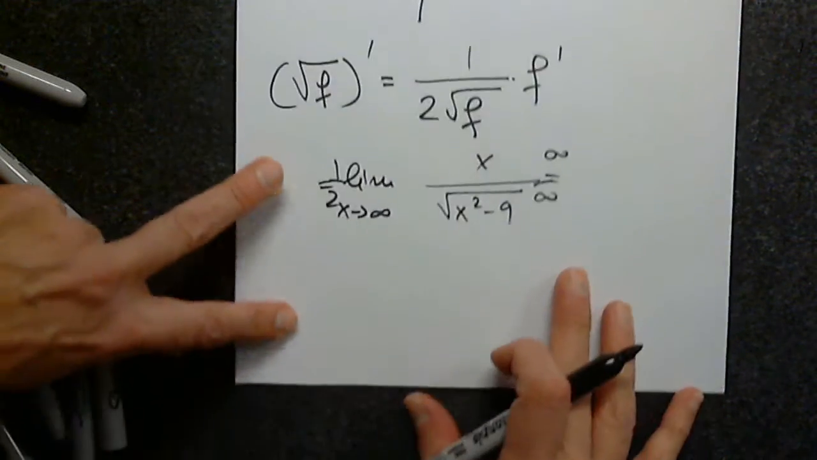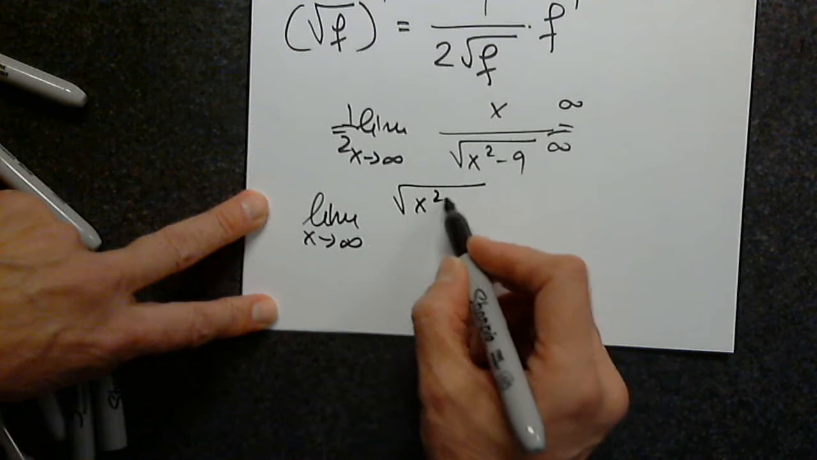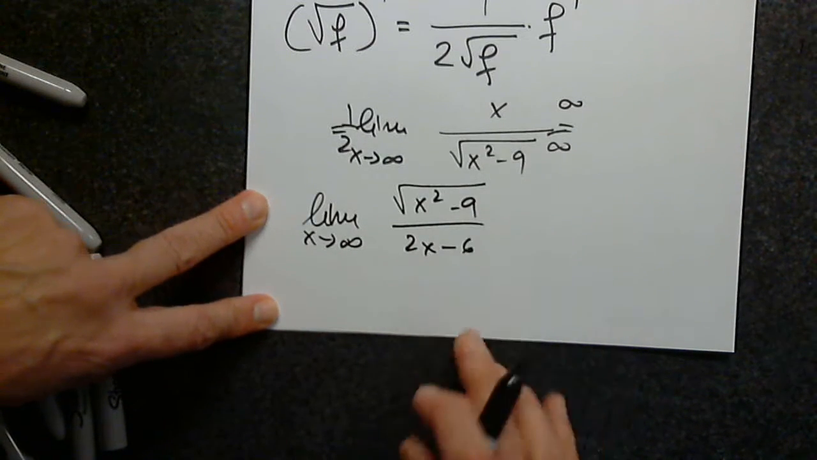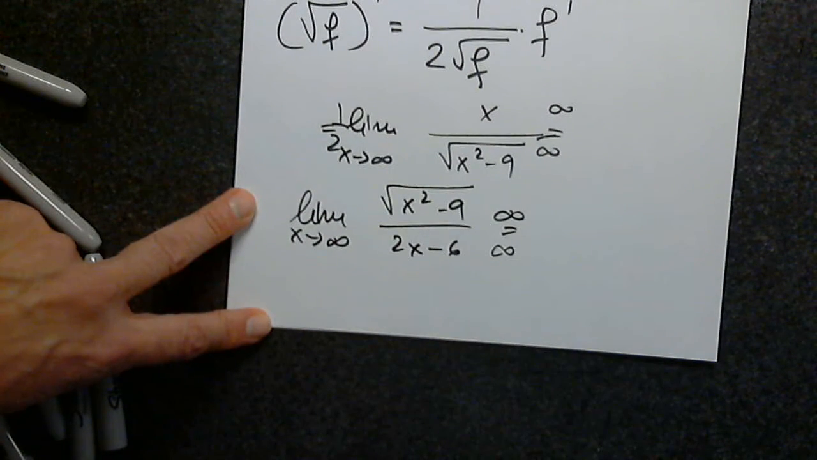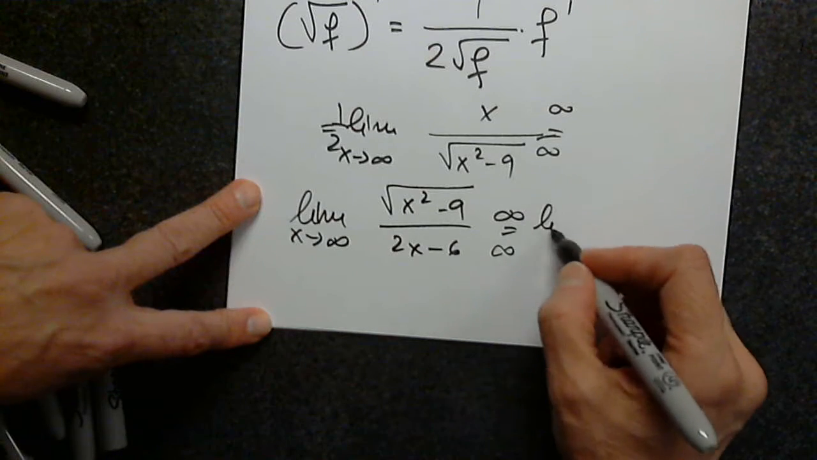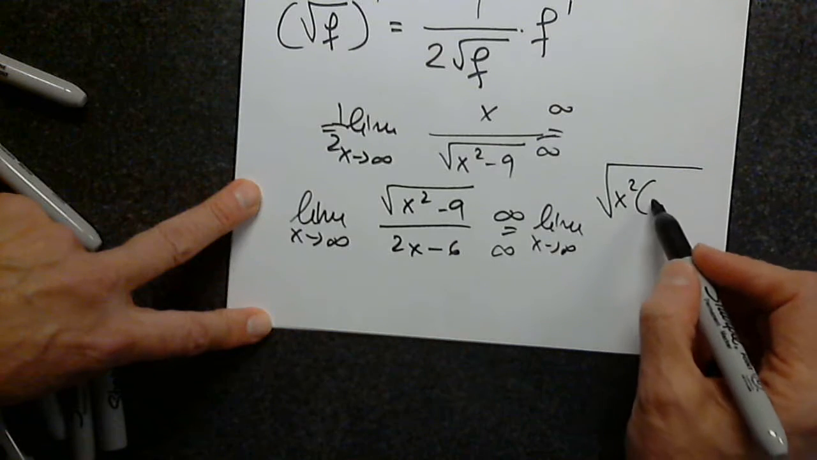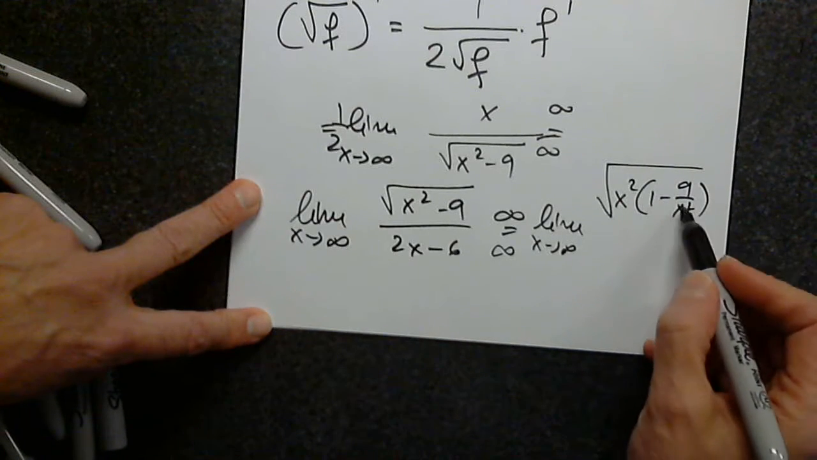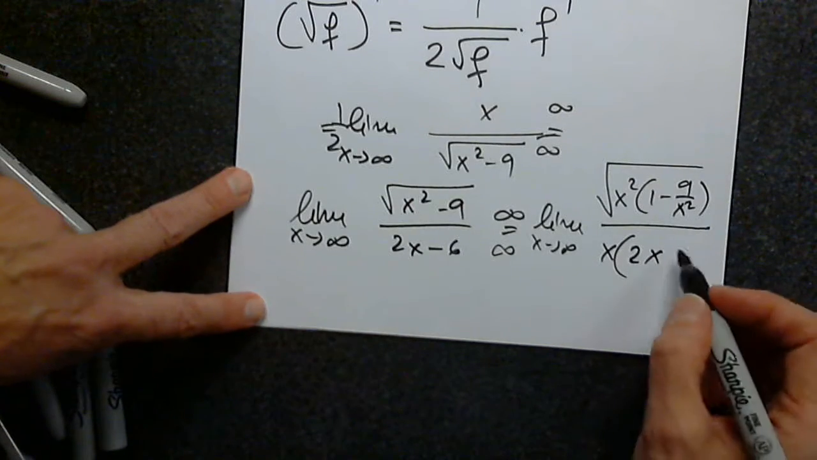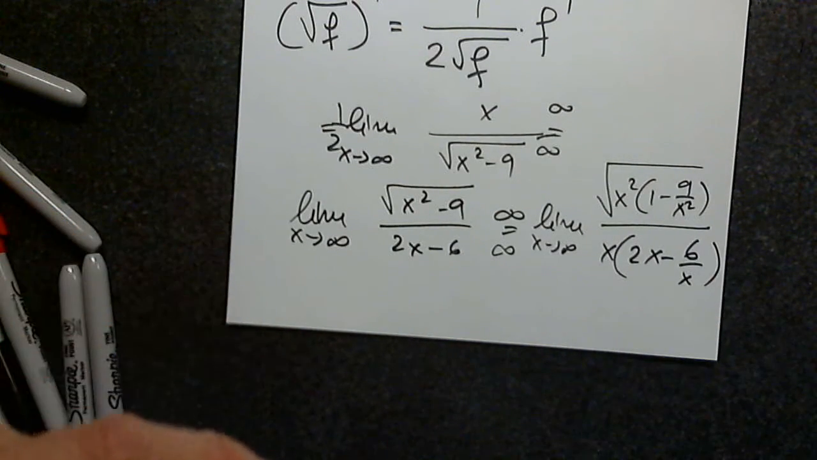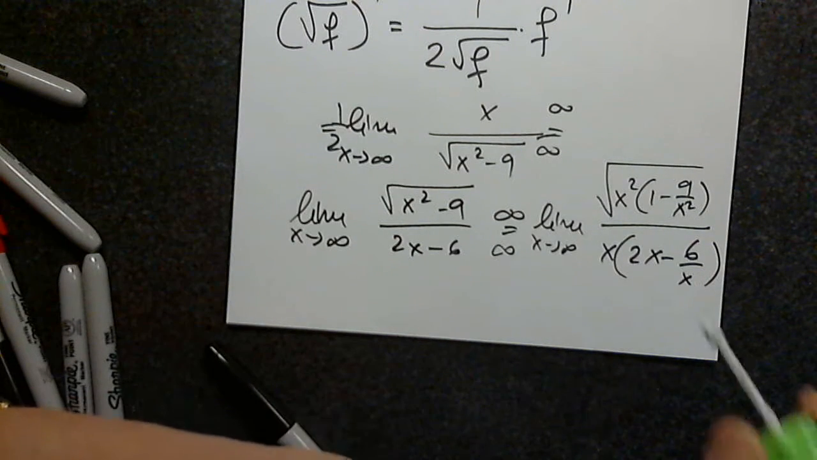Okay. So the limit as x approaches infinity of the square root of x squared minus 9 over 2x minus 6. If you remember what we did last time, this was infinity over infinity in chapter 2. I have to factor out. So I factor out the degree under the square root, and I meant minus 6 over x, and I factor out the degree in the denominator.